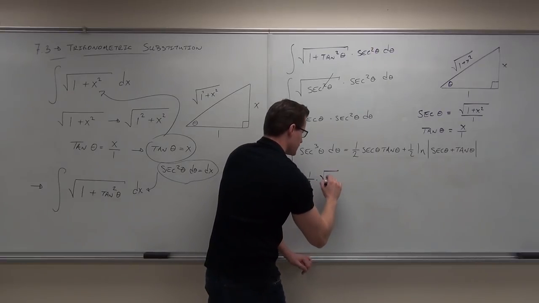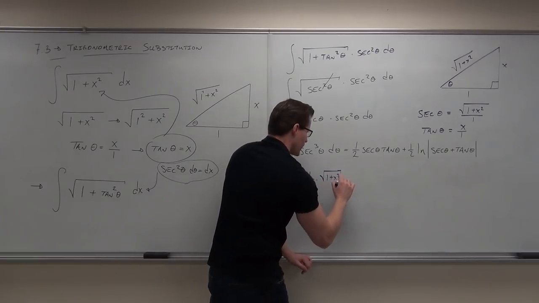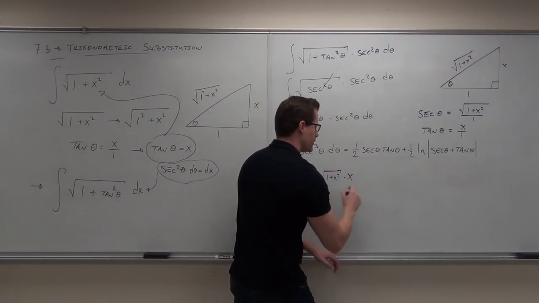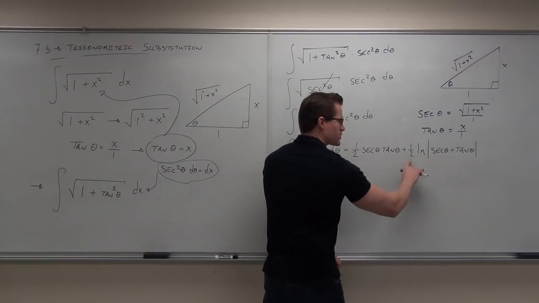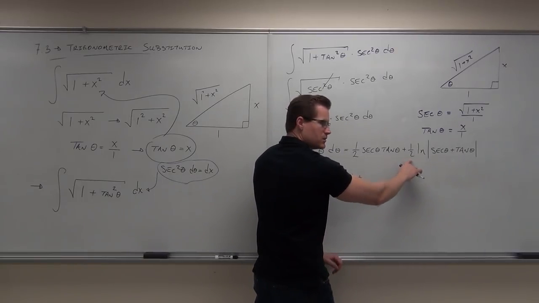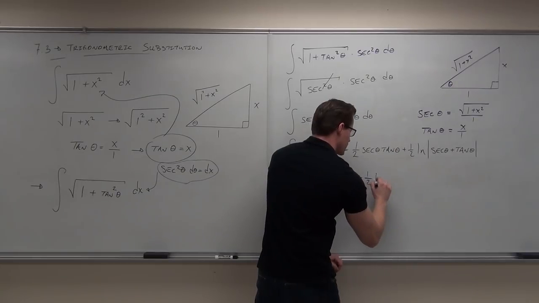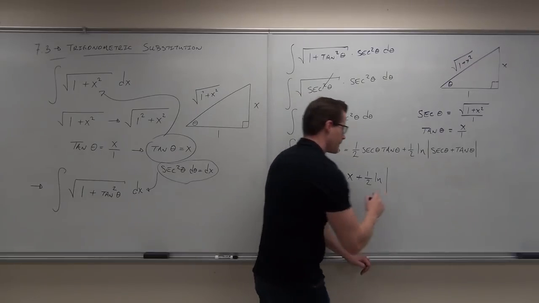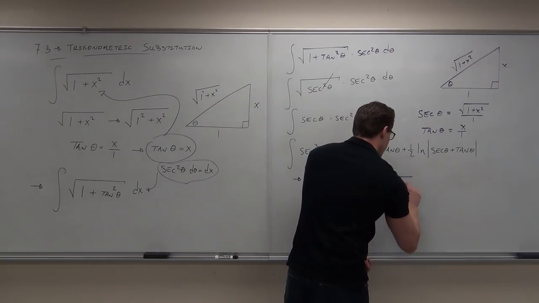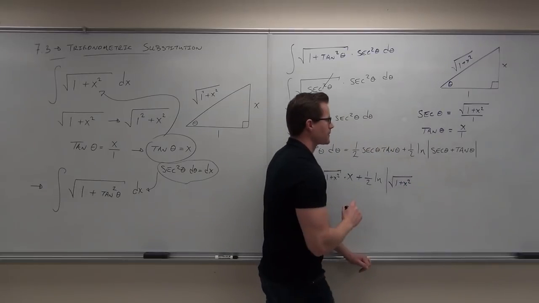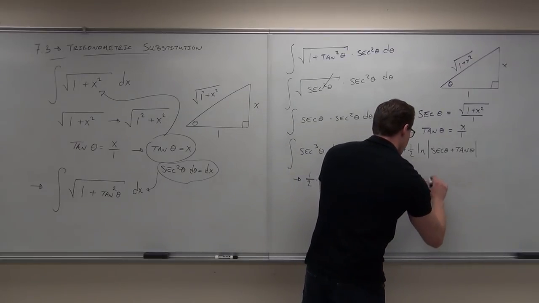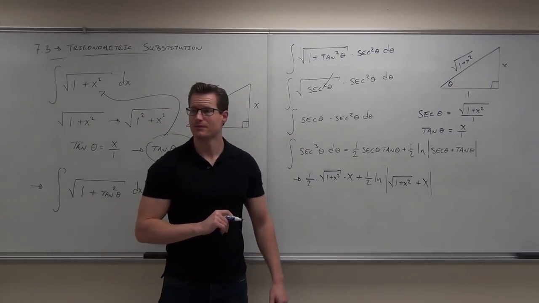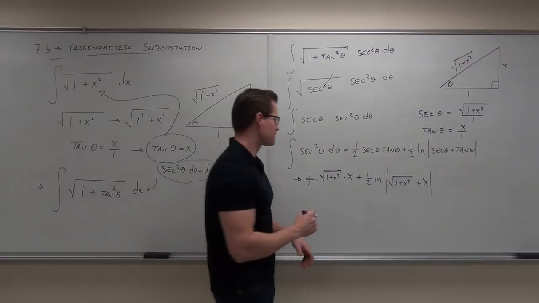What else? Secant. What's secant? Square root of 1 plus x squared over 1. Okay, then what are we going to have? X. Okay. Plus, what changes over here? Does the 1/2 change? No. Does the ln change? No. Does the absolute value change? No. What's inside? Square root of 1 plus x squared plus x. Plus C.